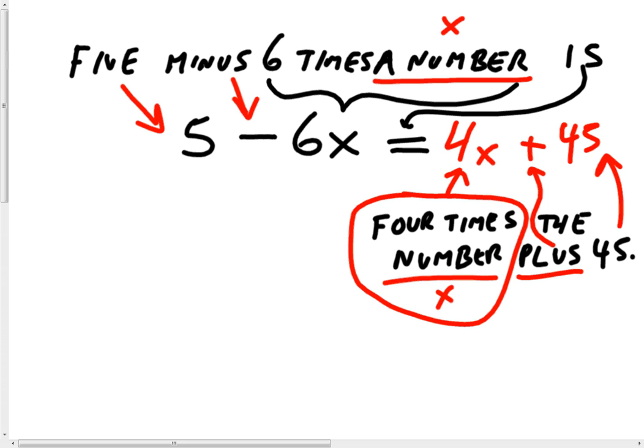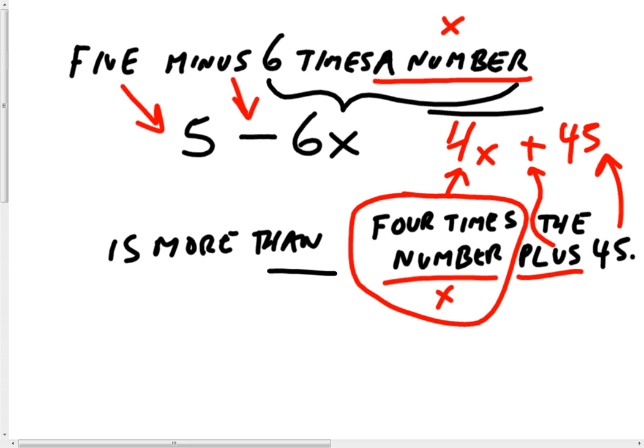Oh, thank you. What should be right here? More than. So it's 5 minus 6 more than. So what should go there? That better?